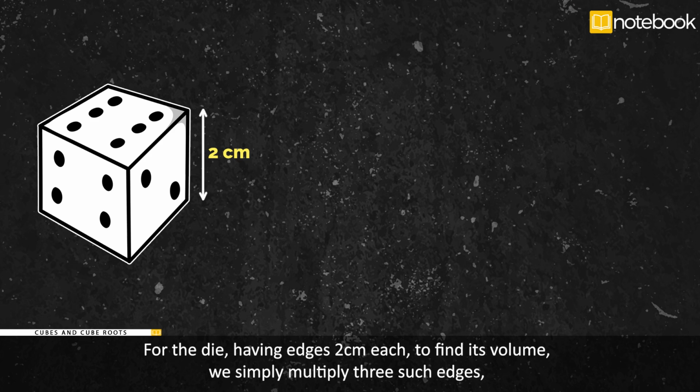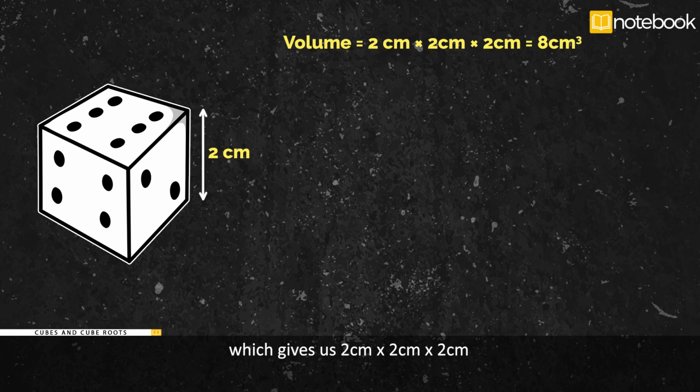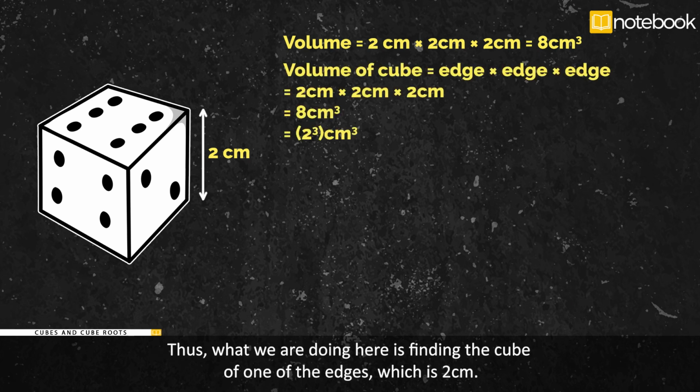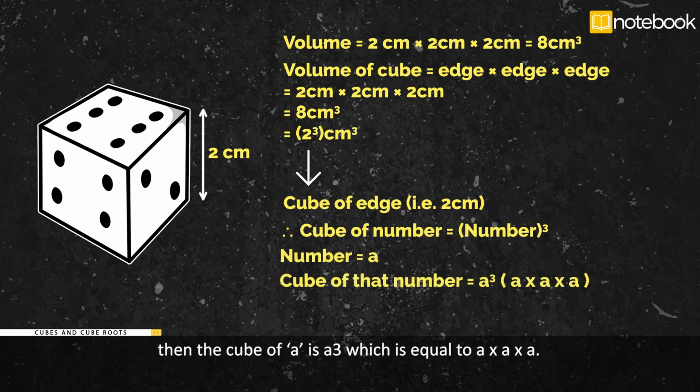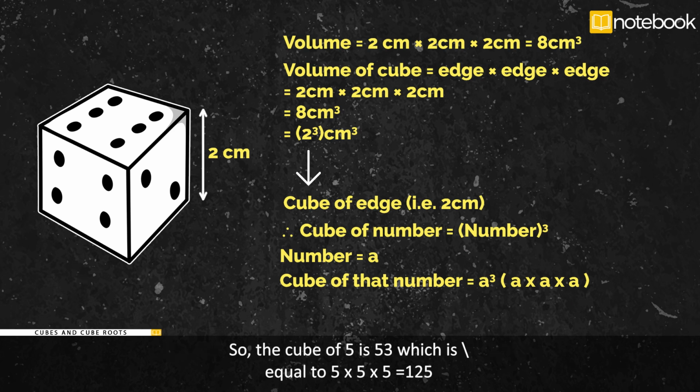For the die having edges 2 centimeters each, to find its volume, we simply multiply 3 such edges, which gives us 2 centimeters into 2 centimeters into 2 centimeters, and find out the volume is equal to 8 cubic centimeters. Now, this 8 cubic centimeter can be written as 2 to the power 3 cubic centimeter. Thus, what we are doing here is finding the cube of one of the edges, which is 2 centimeters. So, the cube of a number is that number raised to the power 3. Thus, if a is a number, then the cube of a is a to the power 3, or a cube, which is equal to a into a into a. So the cube of 5 is 5 to the power 3, which is equal to 5 into 5 into 5, which is equal to 125.